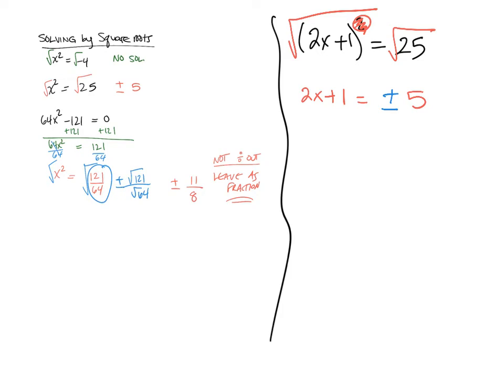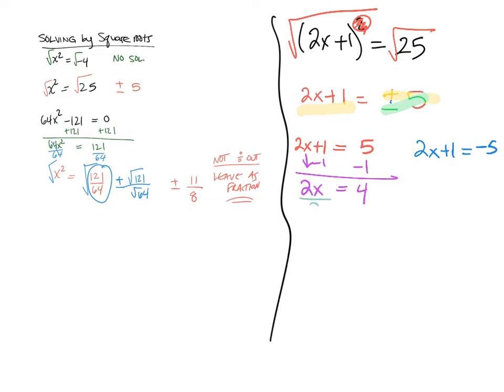Remember that this is telling you you have two separate equations. You have 2x plus 1 is equal to positive 5, and you have 2x plus 1 is equal to negative 5. From here, you just solve like normal. So you would go ahead and subtract 1 on both sides. You would get 2x is equal to 4. You would divide by 2. First answer is that x is 2.